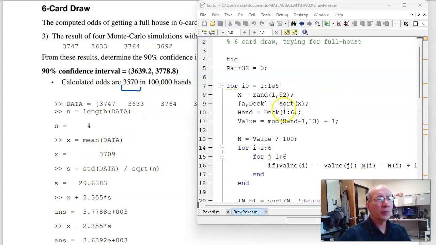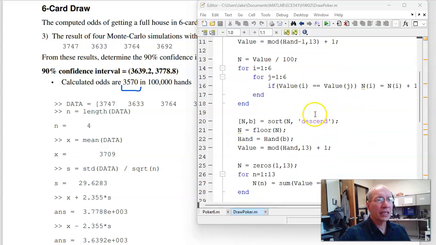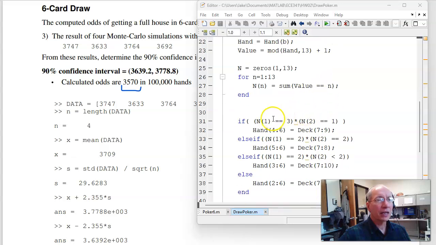So with the Monte Carlo simulation, I'm dealt a 6-card hand. I then check to see what kind of hand I have. And based upon that hand, if I have 3 of a kind, I'll throw out 3 cards, draw 3 new.